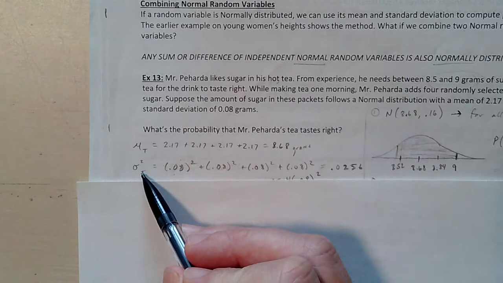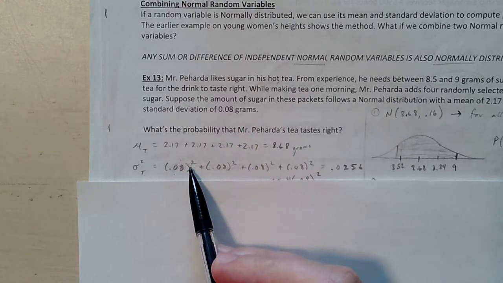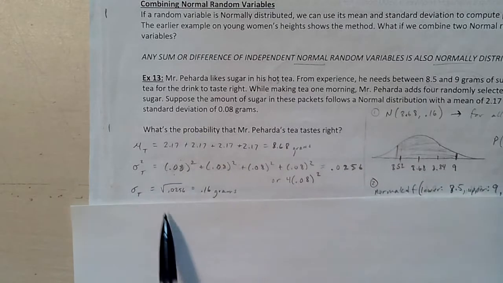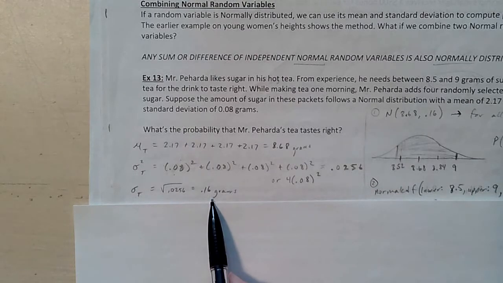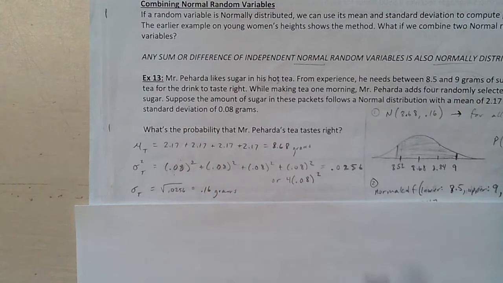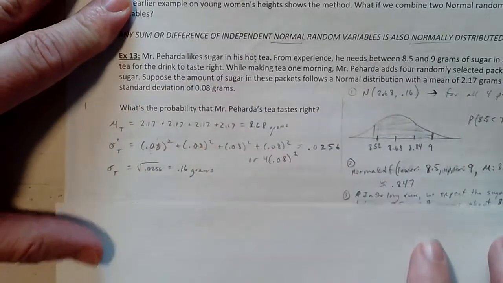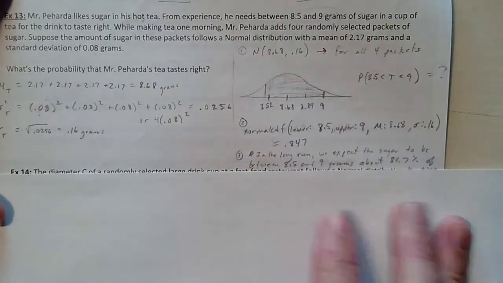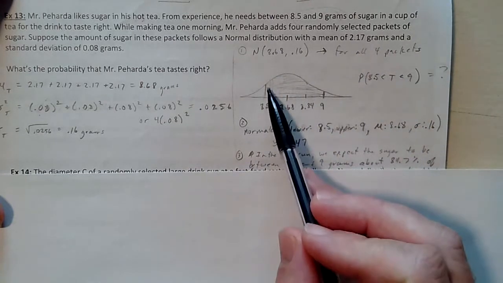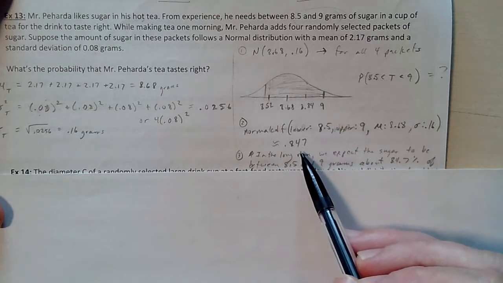What about the standard deviation? Well, they gave us the standard deviation, but we can square it to get the variance, and we do that 4 times as well. So we end up with 0.16 grams. Now we have the center and the standard deviation, and we can figure out the probability of him getting the tea just right. And here it is. For all 4 packets, we're looking for the likelihood of being between 8.5 and 9. And that produces 0.847.